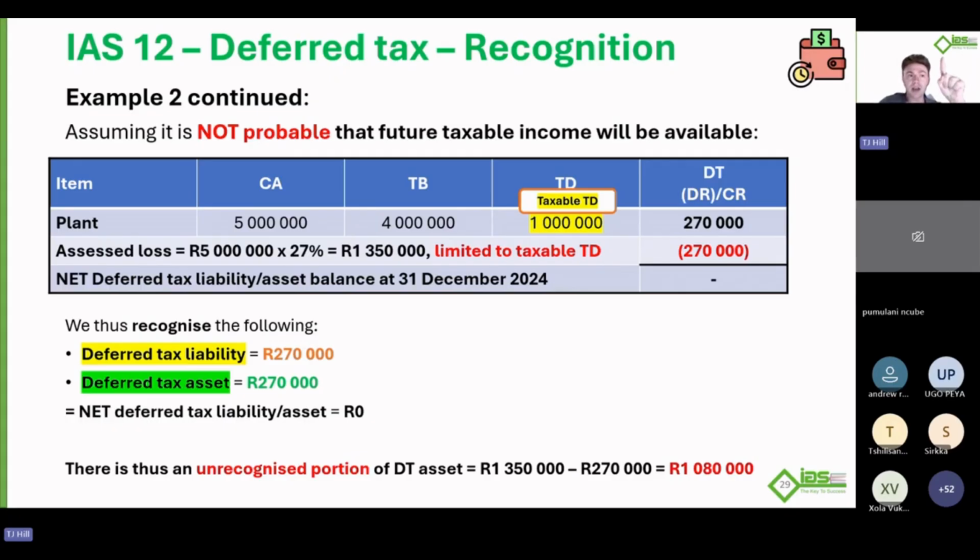Correct. And recognized from an accounting perspective means I have passed a journal for it. I have brought it into my accounting records. It is not the same thing as utilized. Utilized means I have used it for tax purposes. Means SARS, I've filled out my tax return and I've used my assessed loss. That is separate to an accounting entry, but we're going to look at that too with the example.